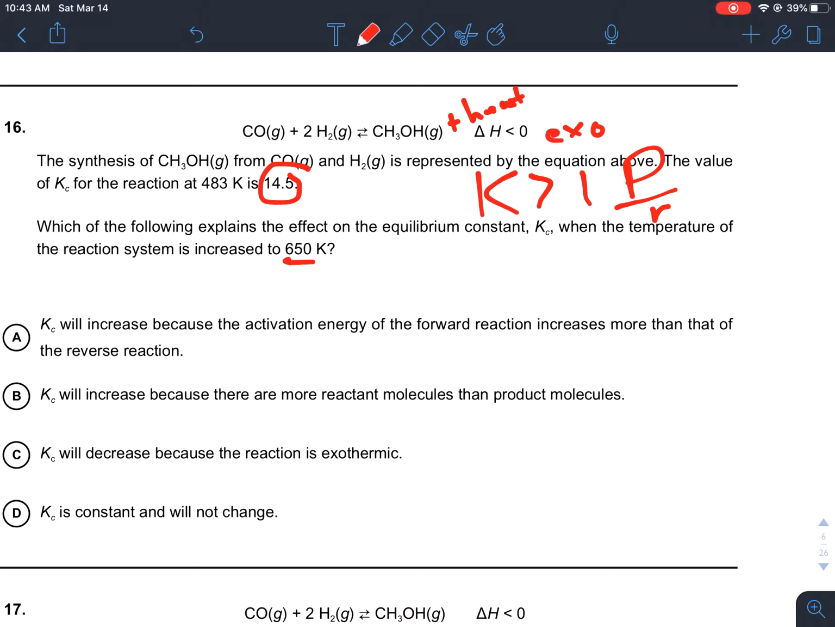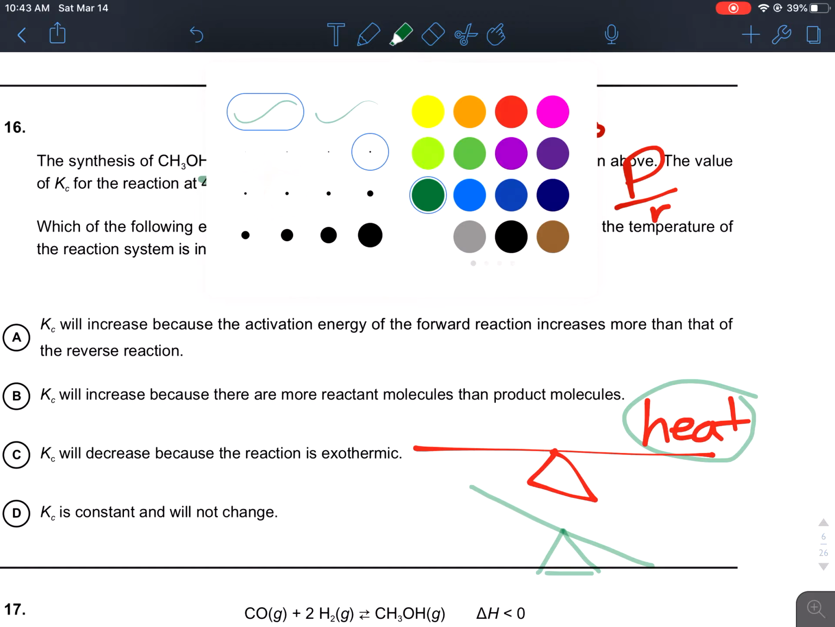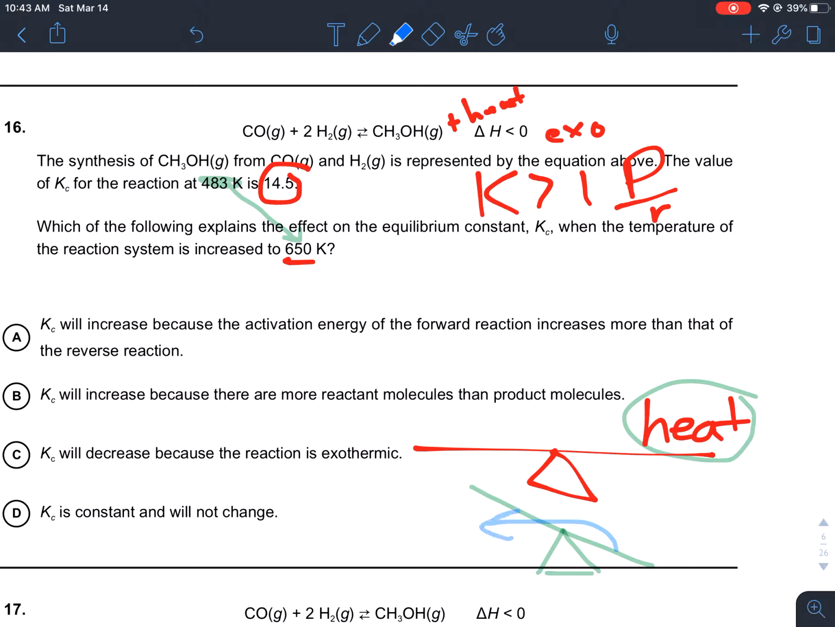So again, you're going to think of equilibrium in terms of Le Chatelier's little seesaw, and you have heat as a product. Well, if I increase the temperature from 483 to 650, my heat will increase. My heat, therefore, will make the seesaw's product side go down. How does it get back to equilibrium? It has to create more reactant. If it creates more reactant, then your denominator will increase, lowering your K. All right, so your K will decrease.